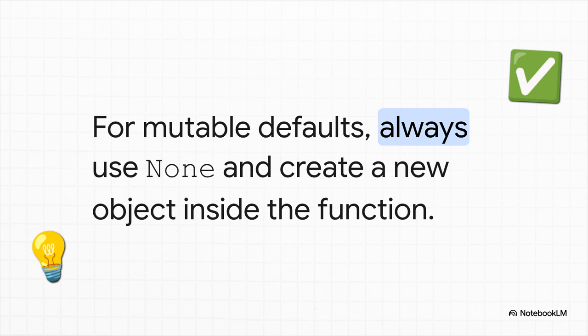Well, the professional accepted best practice is to never use a mutable object like a list or a dictionary as a default argument. Just don't do it. Instead, the pro move is to default to None. Then, inside your function, you just check for None and create a brand new list if you need one. This makes sure that every single call starts totally fresh.